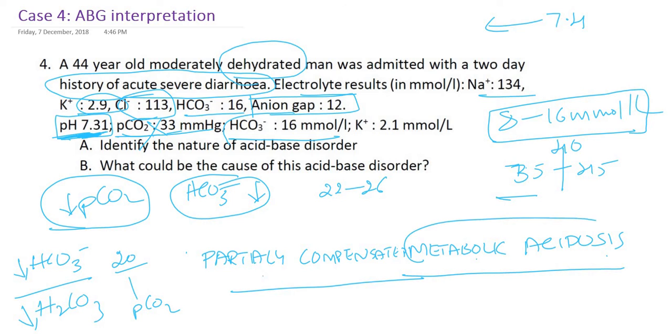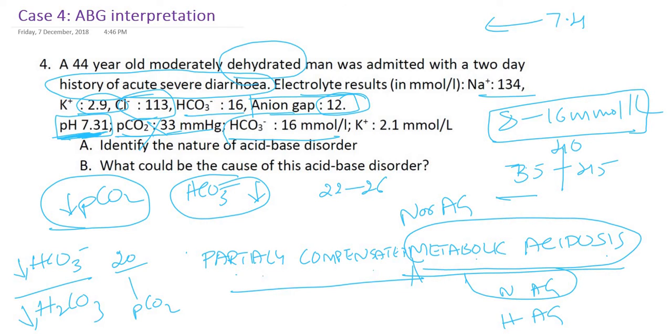So we learned that metabolic acidosis can be normal anion gap metabolic acidosis or high anion gap metabolic acidosis. Here in this case they have already given the anion gap value as 12. So it goes in favor of normal anion gap metabolic acidosis. Here we can write our diagnosis as partially compensated normal anion gap metabolic acidosis. That is our correct diagnosis. What could be the cause of the acid-base disorder? Definitely loss of lower GI fluid in the form of diarrhea, causing loss of bicarbonate.